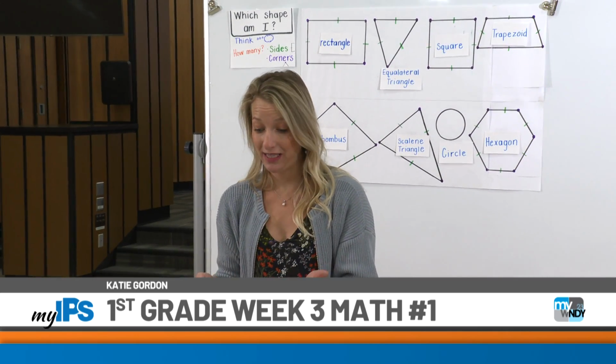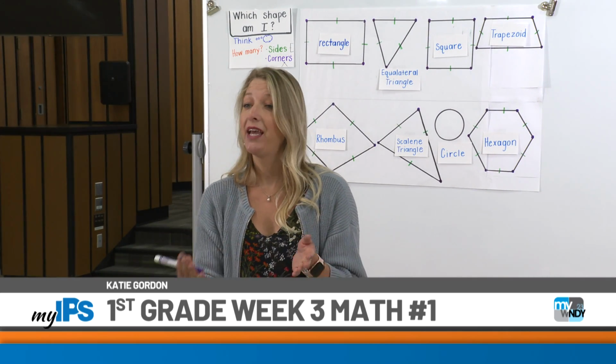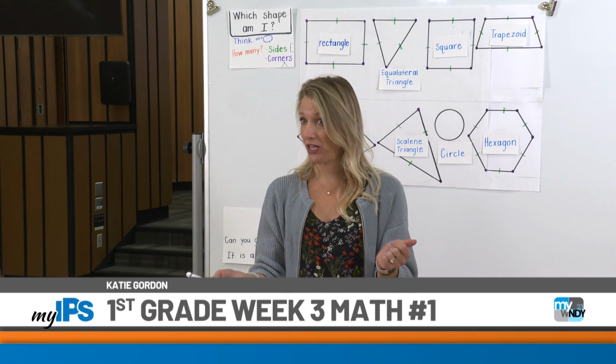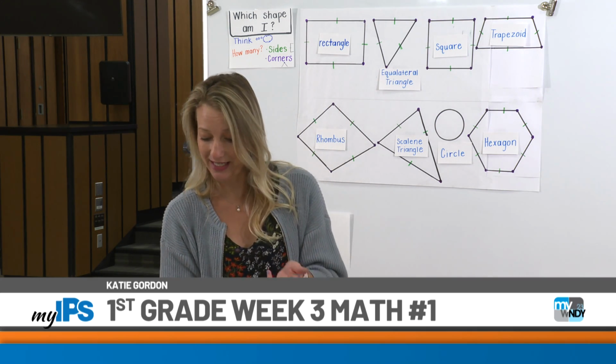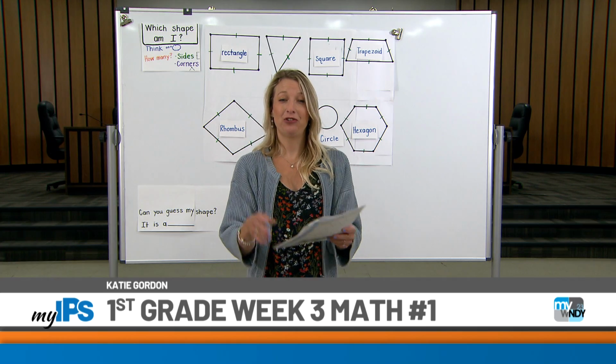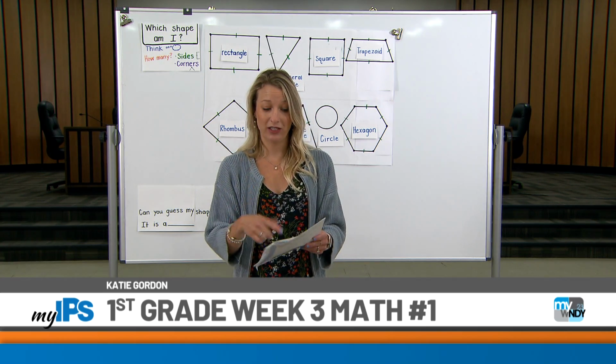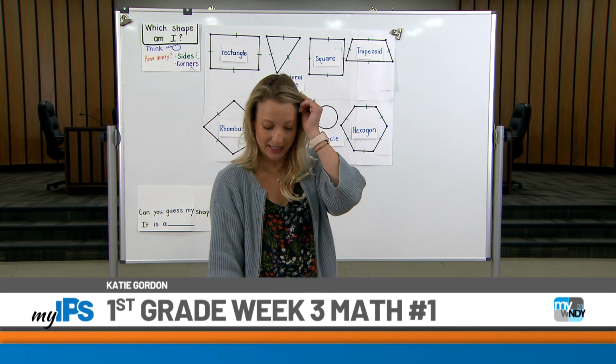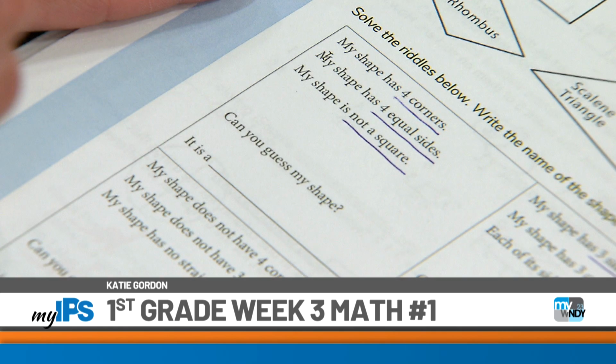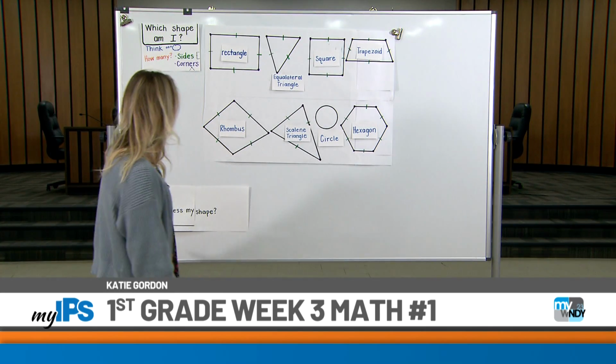So now when I read the riddles, we'll be able to look at our shapes and identify perhaps which shape it's talking about. So the riddle is, I'm going to read it to you, and I want you to see if you can identify which shape it is. And I'm going to give you time to write after each riddle. So we're going to start at our first box, and it says, my shape has 4 corners and 4 equal sides. My shape is not a square. So looking at your shapes, I want you to think about which shape that would be, and then write it where it says, can you guess my shape?